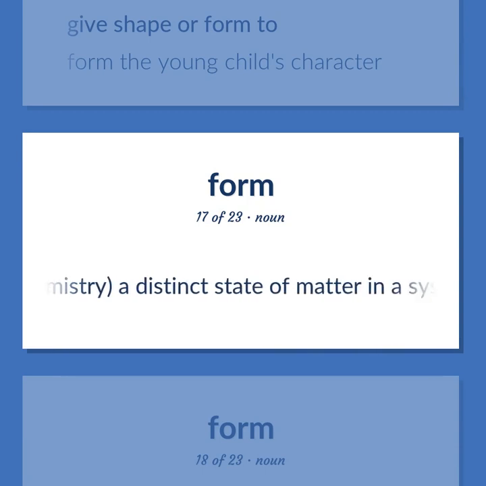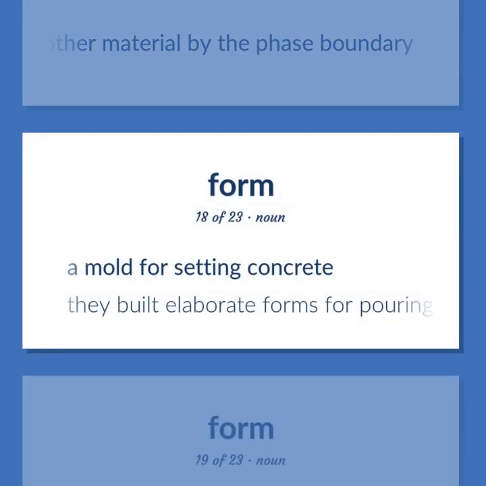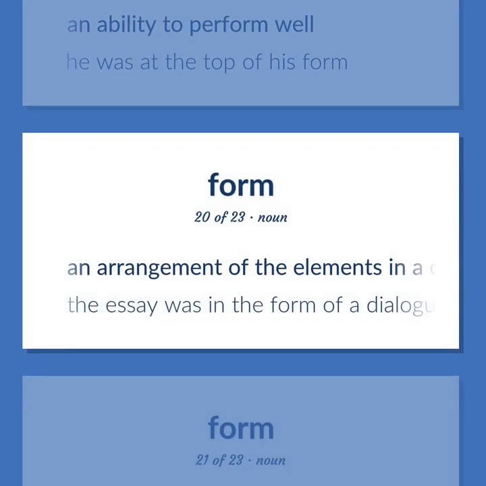Physical chemistry, a distinct state of matter in a system. Matter that is identical in chemical composition and physical state and separated from other material by the phase boundary. A mold for setting concrete. They built elaborate forms for pouring the foundation. An ability to perform well. He was at the top of his form. An arrangement of the elements in a composition or discourse. The essay was in the form of a dialogue.